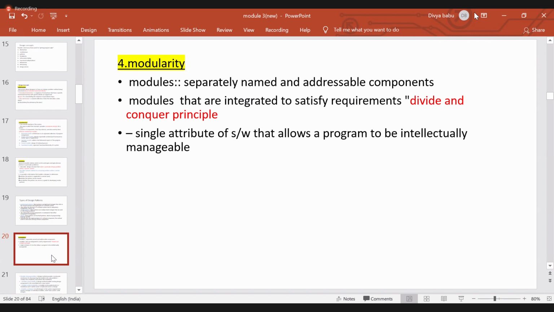So why are we going for this? Because of the basic principle, divide and conquer. If you divide something, you can conquer it, even though it's complex. This same divide and conquer principle you learned in data structures. Sorting algorithms also use this divide and conquer principle, right?